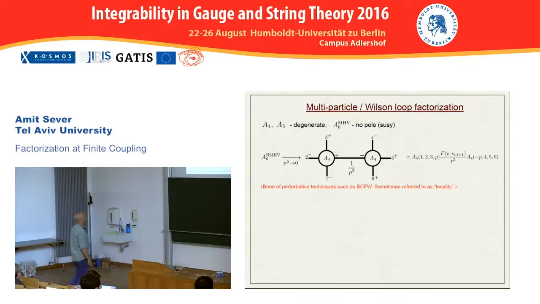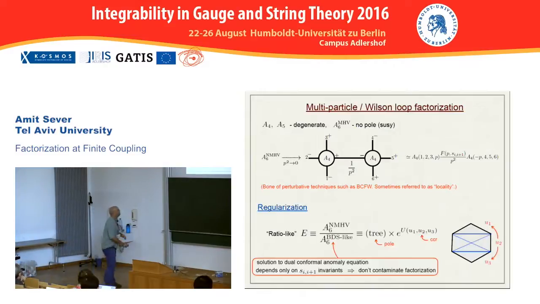What happens when you start to include loop corrections? First, this factorization is one of the hallmarks, the bones of perturbation theory. This is what BCFW is based on, and some call it the hallmark of locality of the theory. What happens to this pole when we start to include loop corrections? The residue of this pole, apart from the pole and the two 4-point amplitudes, is dressed by some function of the Mandelstam invariants of the momenta. So this is something we would like to determine.